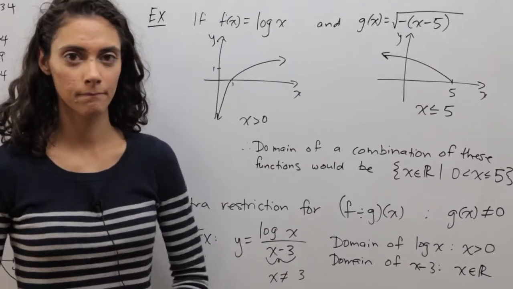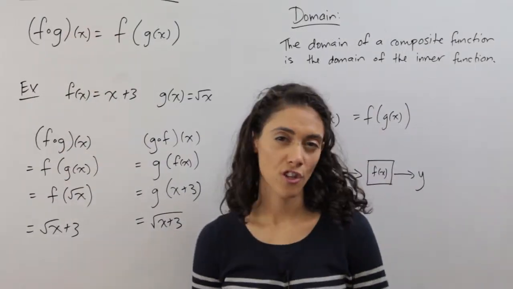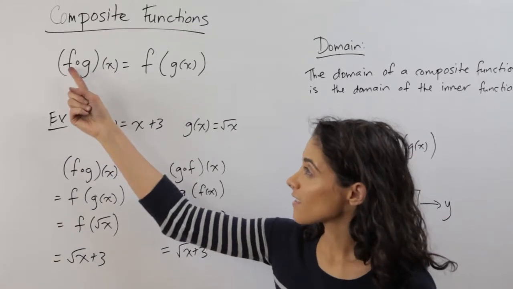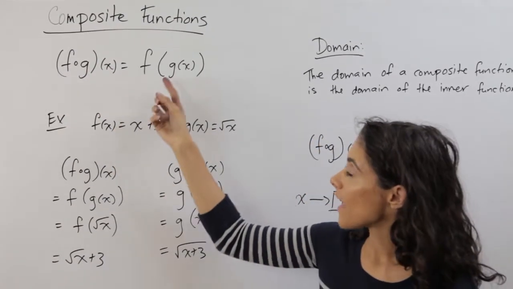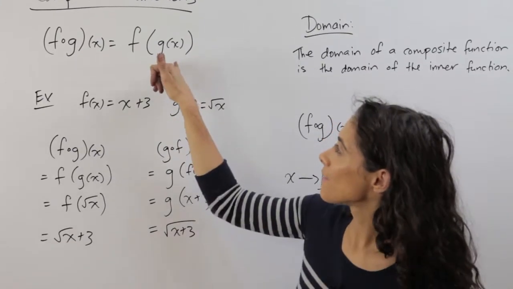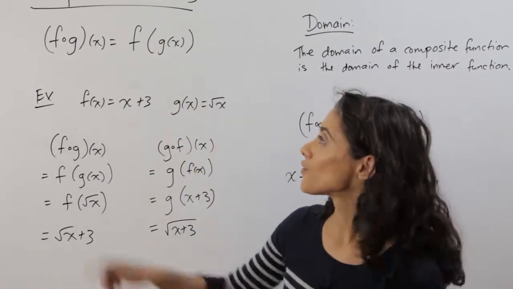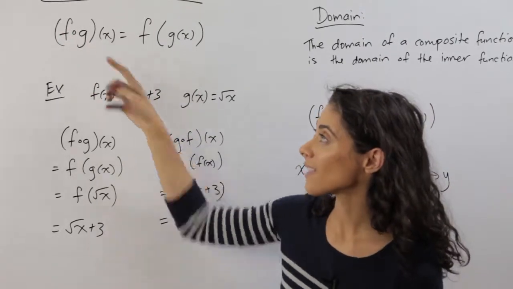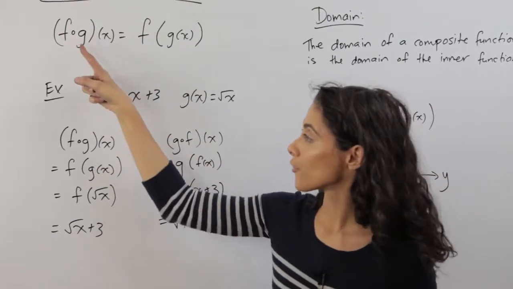Composite functions are when we want to plug some function into another function. The notation is like this, f at g of x. It means we're plugging the function g of x into the function f. So we say this is the inner function and this is the outer function. The one that comes second is going to go into the one that comes first.